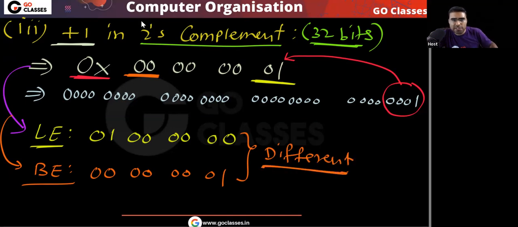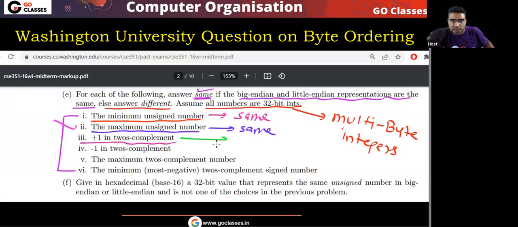Clear? Please tell me, did you understand? Let me know. Remember, in the little endian, you will start with the little end. In the big endian, you will start with the big end. Okay. So you can clearly see they are different. This and this, they are different. So I can say for this question, the answer will be different.